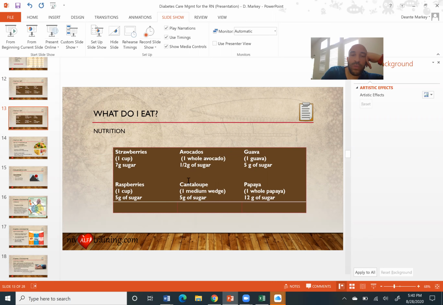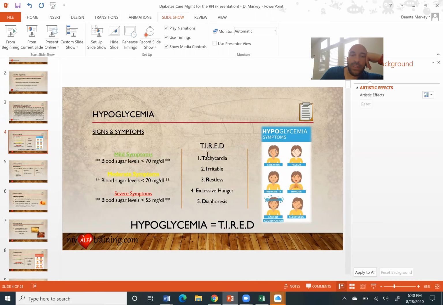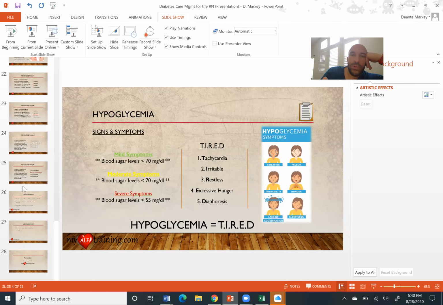And for those of you who may have gotten our hypoglycemia question wrong, we see here the acronym TIRED: tachycardia, irritability, restlessness, excessive hunger, diaphoresis. And remember this image: they're sweating, their hearts are beating fast, they're hungry, restless, irritable because they're hungry, sweating because their heart's beating fast, and they're irritable and restless. So it's a continuous cycle. All right, let's do a quick review here.